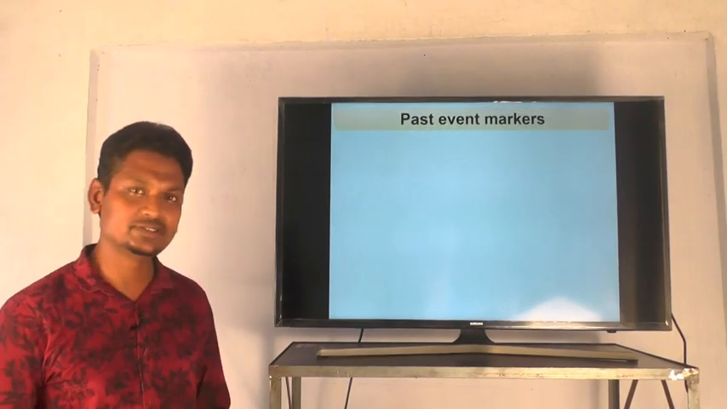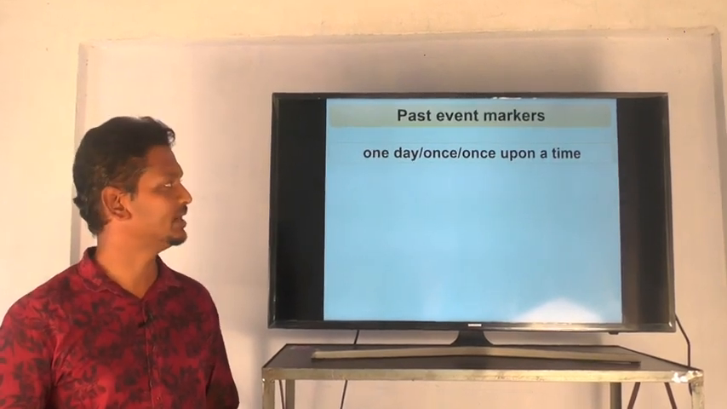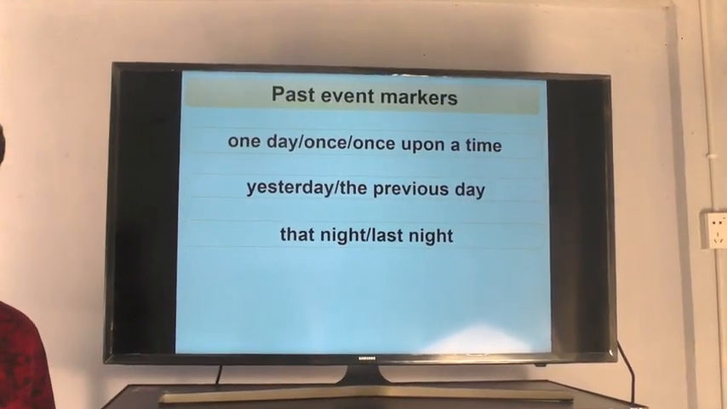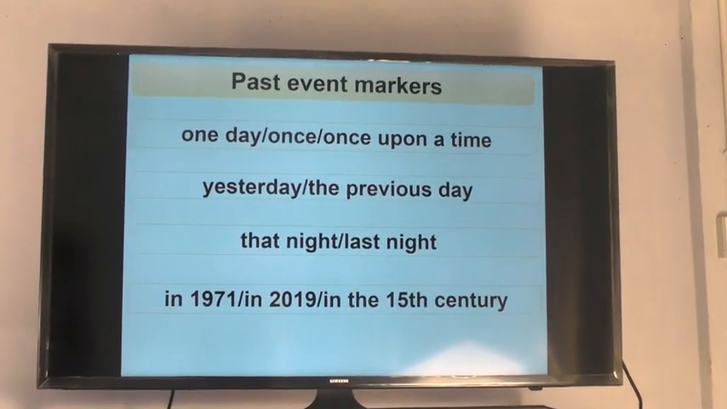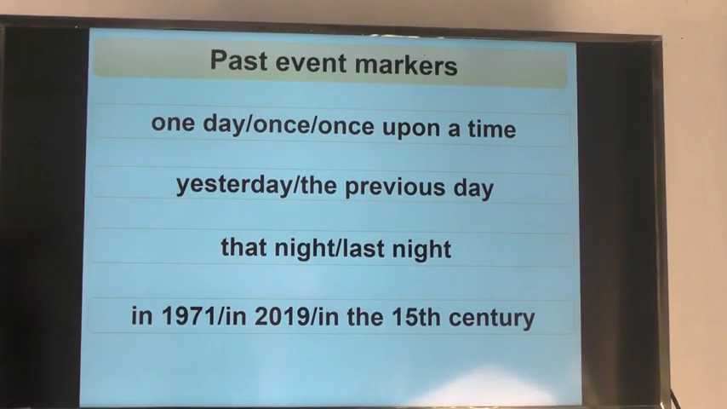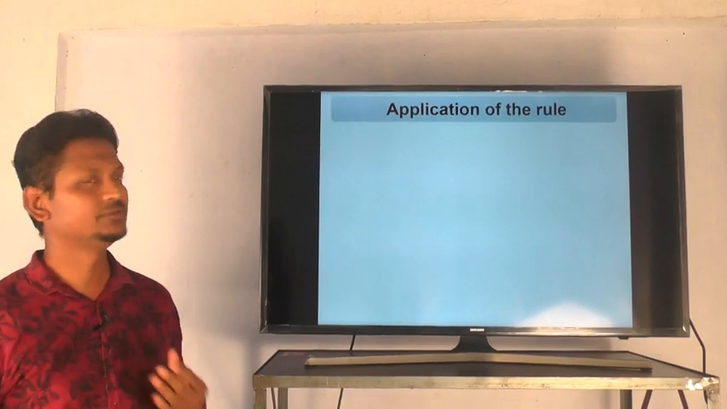Dear students, we should also learn about past event markers. What are they? One day, once, once upon a time, yesterday, the previous day, that night, last night, in 1971, in 2019, in the 15th century. These words or phrases actually indicate that the sentence will be in the past and verbs past form will be used. Now dear students, let's go to the application of the rule.